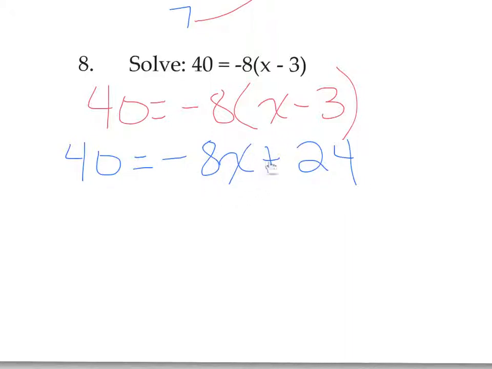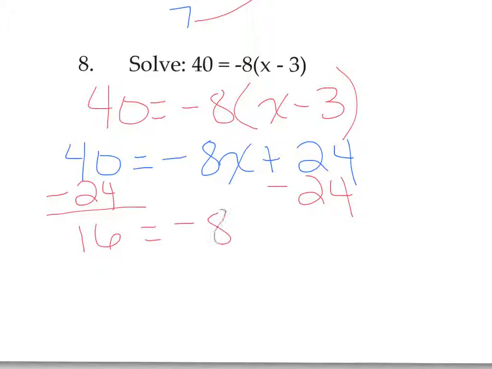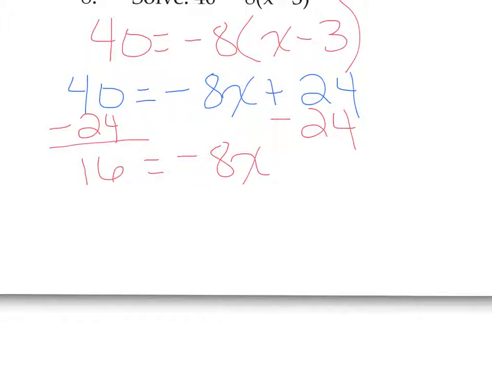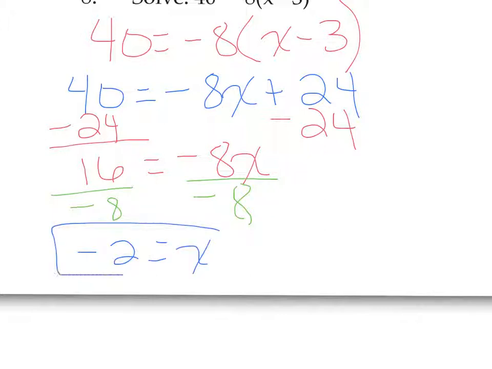We need to isolate this x, so we're going to start by subtracting 24. That leaves 16 equals negative 8x. And then we're going to divide by negative 8 to isolate that x. 16 divided by negative 8 makes negative 2. x equals negative 2.